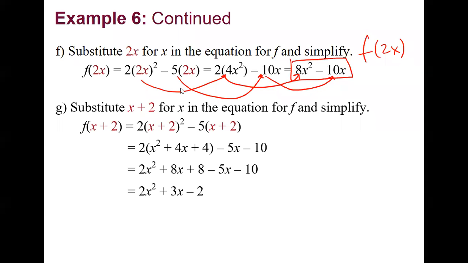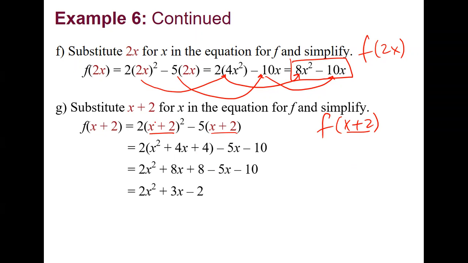So continue where we left off at example 6, problem G. In example 6, problem G, this is where we have f of x plus 2. That means in place of x, we're substituting in x plus 2, right? So notice here, I replace all x's with x plus 2. This right here, this square, do not distribute the power.